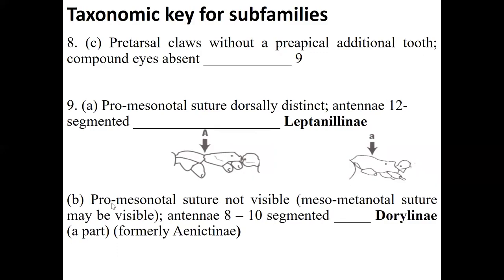Then B is promesonotal suture not visible. So compare this and that. Here you can see this. Here you don't see that, right? Promesonotal suture not visible. Mesometanotal suture may be visible, another one may be visible here, but we are talking about this junction. Antennae 8 to 10 segmented, then it is a member of Dorylinae, a part formerly known as Aenictinae.